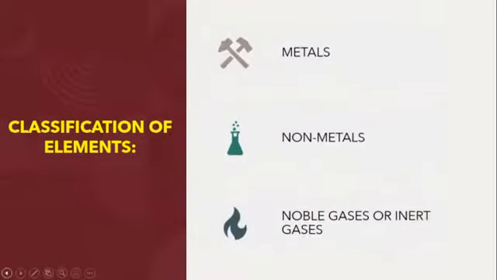The next one is classification of elements, and elements have been divided into three parts for our convenience: metals, non-metals, noble gases, or inert gases.